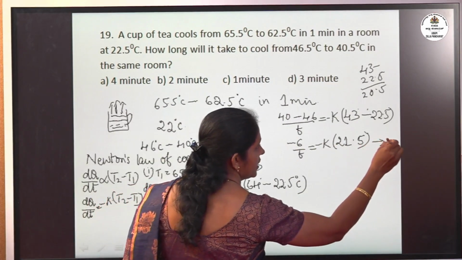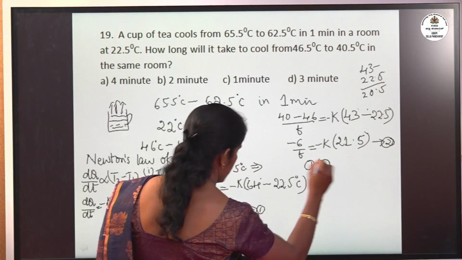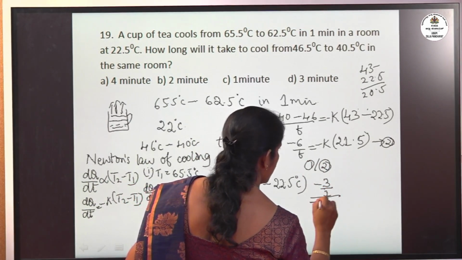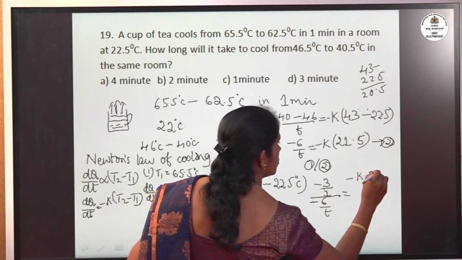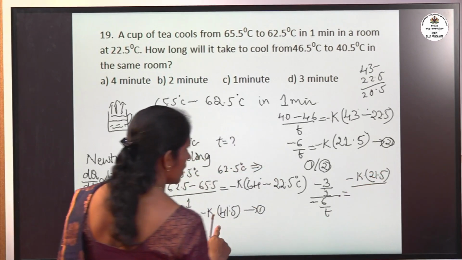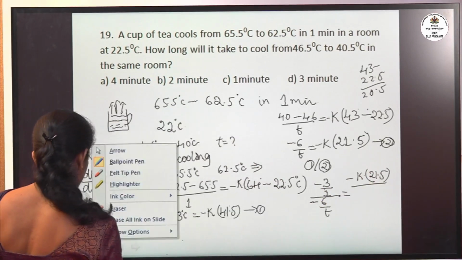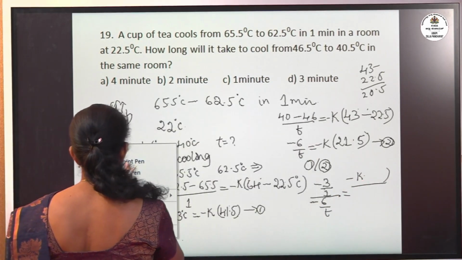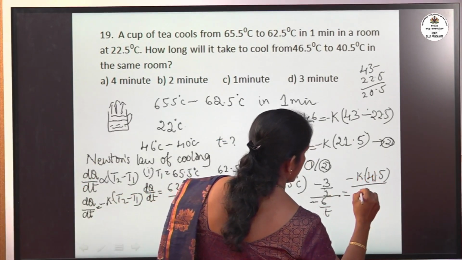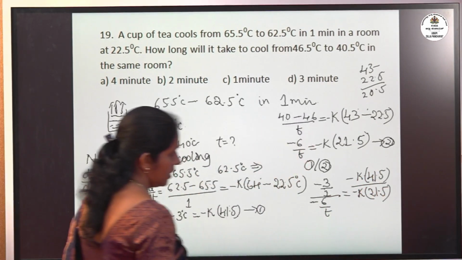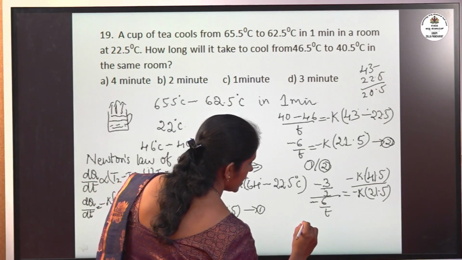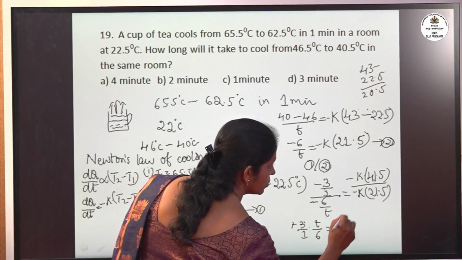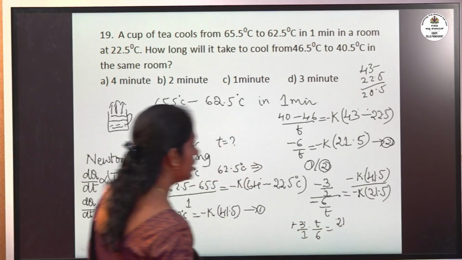We have two equations. Take the ratio. Equation 1 divided by equation 2 gives minus 3 divided by 1, divided by minus 6 by t, equal to minus k into 41.5 divided by 21.5. We can cancel the common terms.